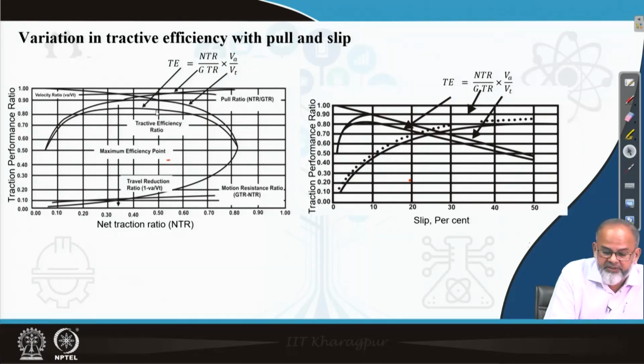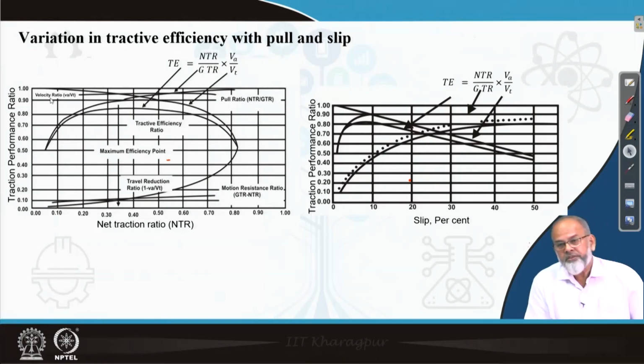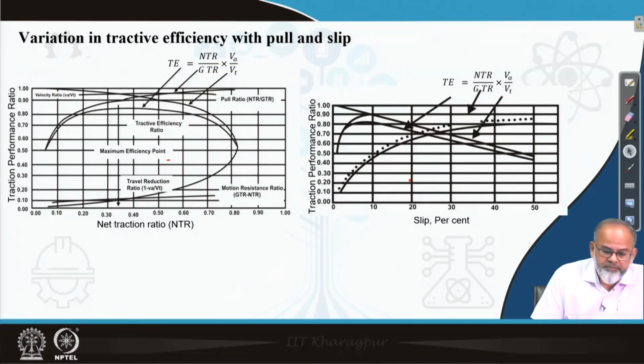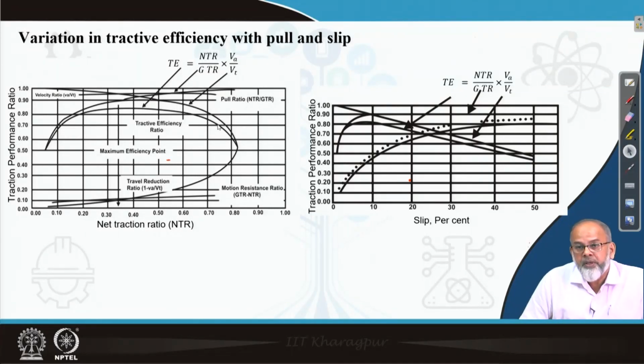So the tractive efficiency curve is always below these two ratio curves. When you look at the velocity ratio, it starts nearly equal to 1 in a self-propelled condition. It is that condition we have taken as 0. So velocity ratio is nearly 1. Then when we increase the net traction ratio, what happens? The velocity ratio will go down. That means it will decrease. When you increase pull, obviously there will be more slip, hence VA by VT will reduce.